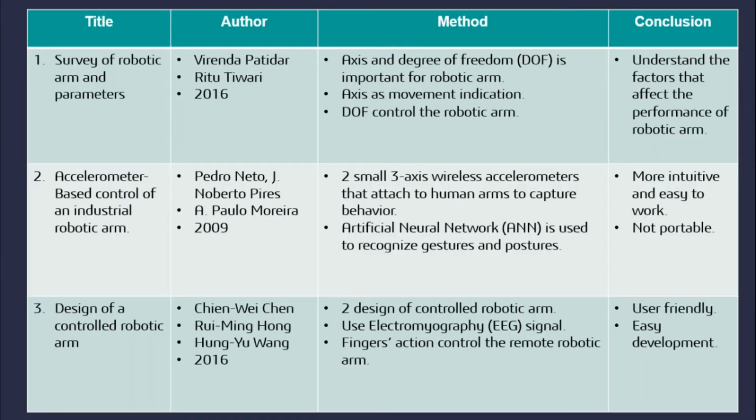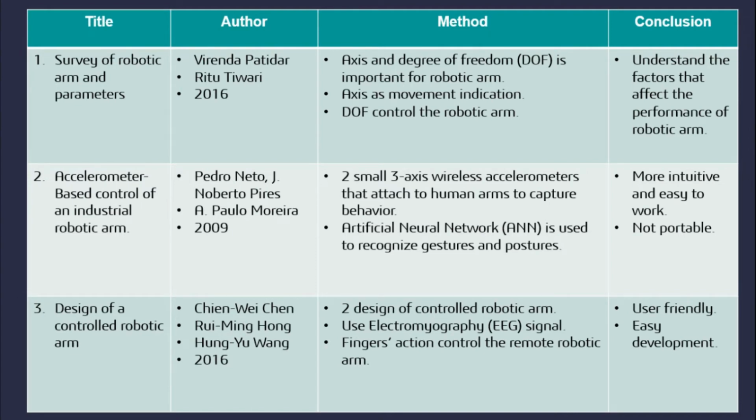These are the 3 literatures that I have gone through. First literature is a survey of robotic arm and parameters. This literature introduces the development of a robotic arm. It states that axis and degree of freedom are important for a robotic arm. The axis acts as movement indication and degree of freedom controls the robotic arm. From this literature, we understand the factors that affect the performance of a robotic arm.